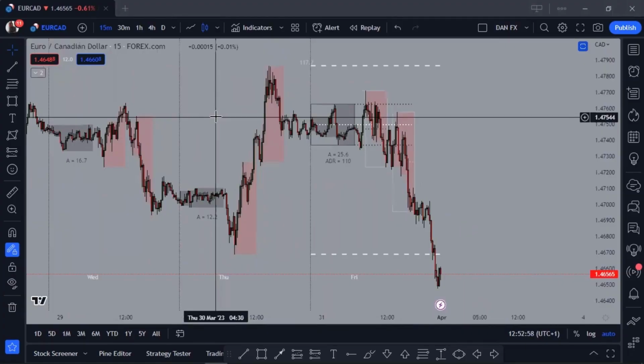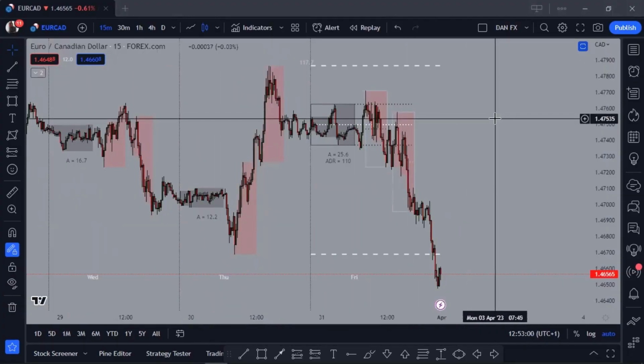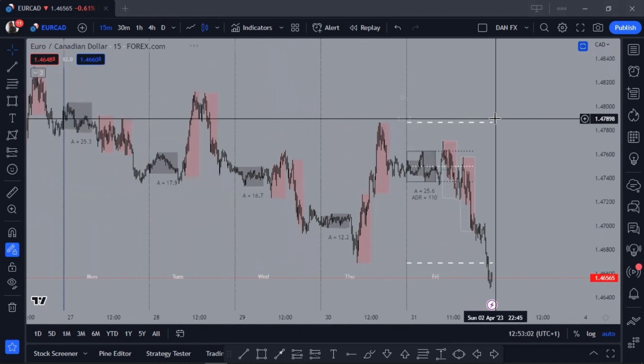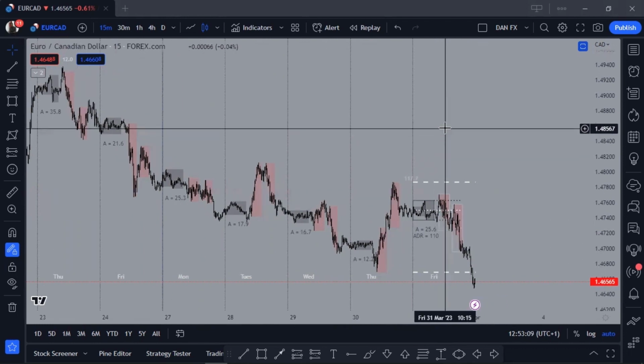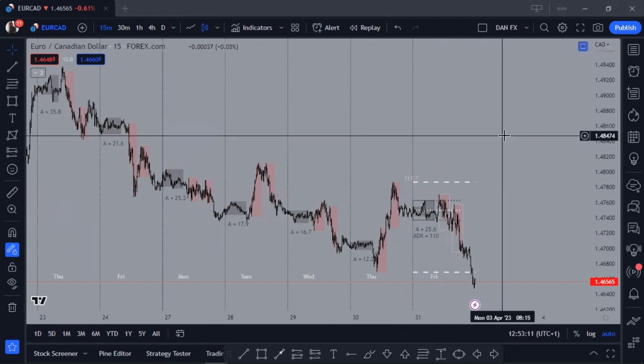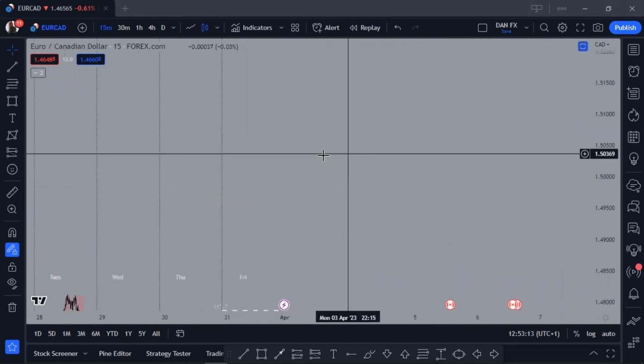Now, the strategy deals with the Asian session liquidity. I've explained this concept in my first video. You can check this out on the top right corner of your screen. That was part 1, so this is going to be part 2. Let's get into it real quick.